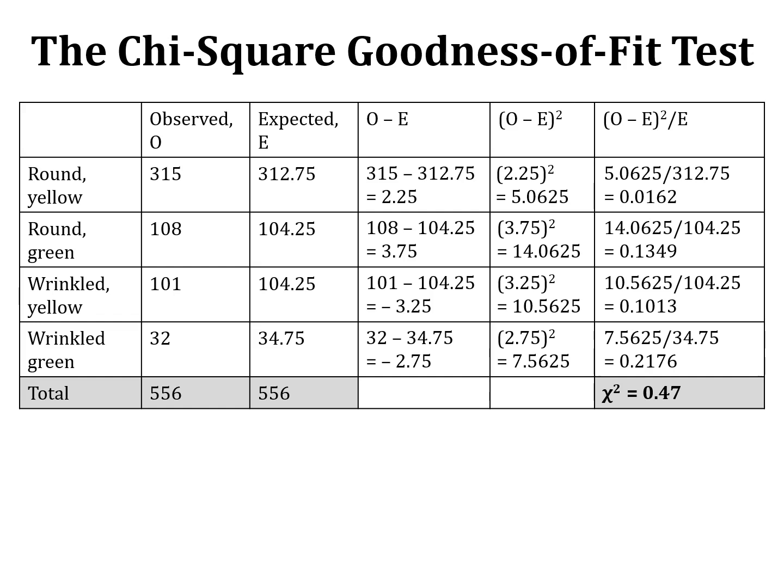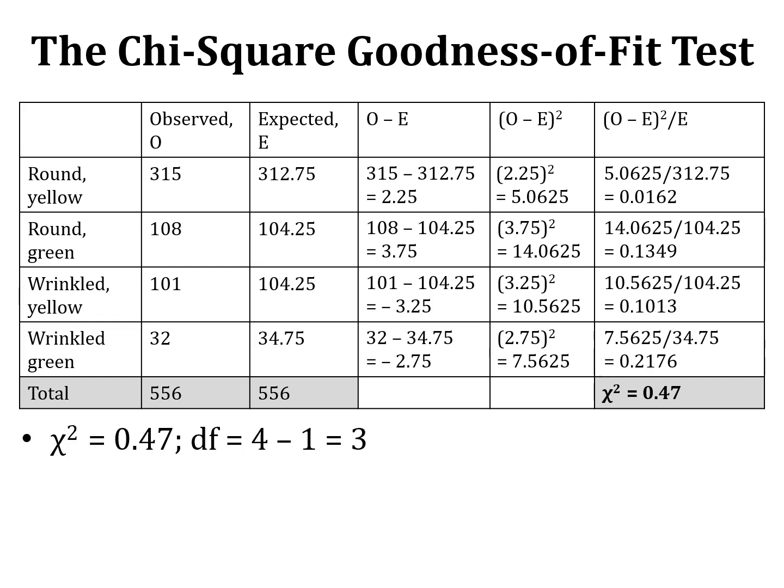Now we take the sum of these individual values: 0.0162 plus 0.1349 plus 0.1013 plus 0.2176, and their sum is 0.47. So this is the value of the chi-square that we have. So what should be our next step? The next step is to define the degree of freedom and to compare this calculated value with the table value of chi-square.